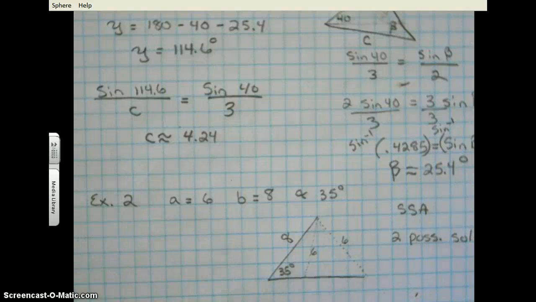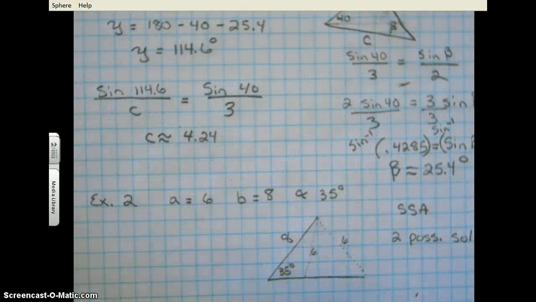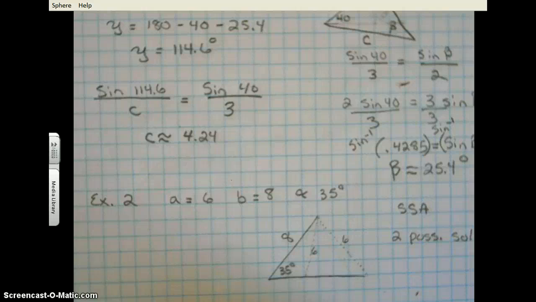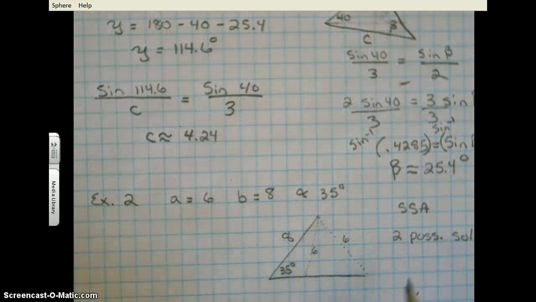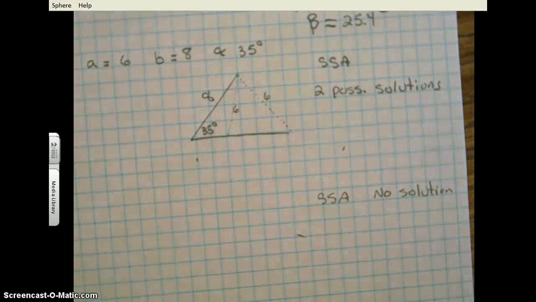For time's sake, I only have about 40 seconds left on this video, so I'm going to stop right there. There's one more example that I will cover in class tomorrow, where we would have another side angle, but there would be no solution. So for side angle, we could have one solution, two possible solutions, or no solution, and we'll look at those tomorrow. See you tomorrow.